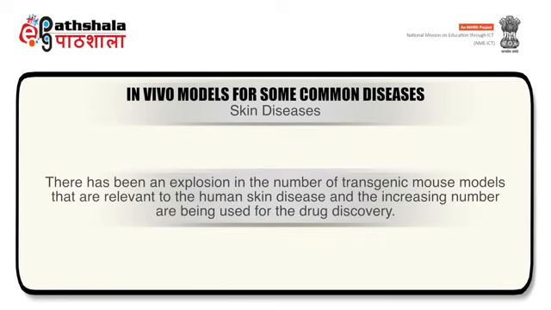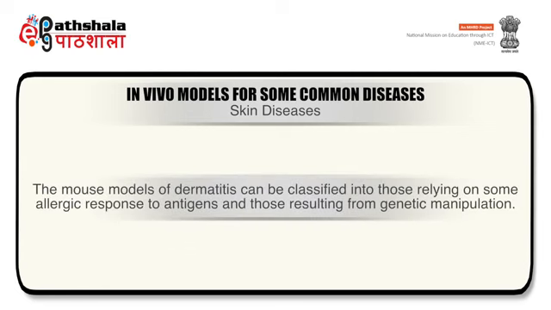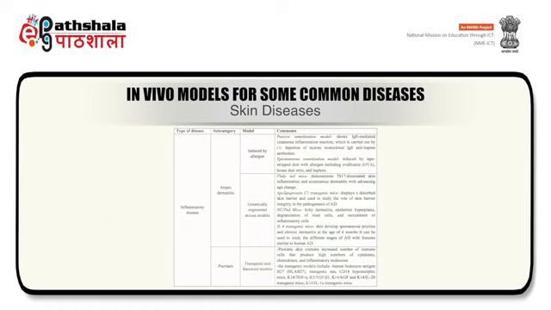There has been an explosion in the number of transgenic mouse models that are relevant to human skin diseases, and an increasing number are being used for drug discovery. The mouse models of dermatitis can be classified into those relying on allergic responses to antigens and those resulting from genetic manipulation. The animal models used for skin disorders are classified depending on the type of skin disease involved and are shown on screen.